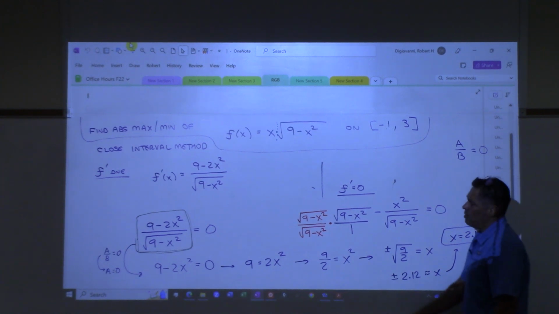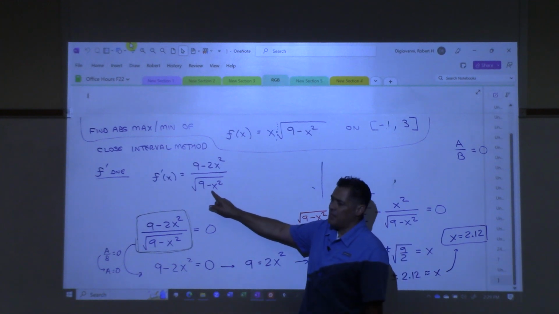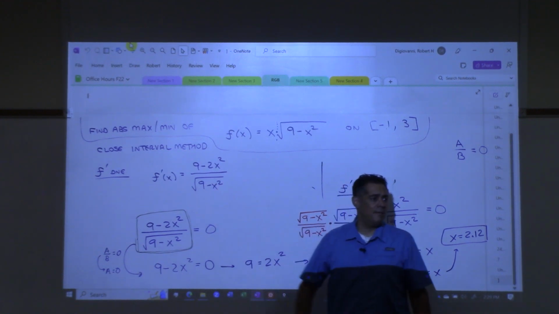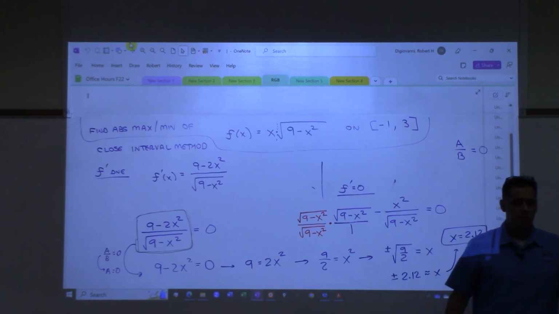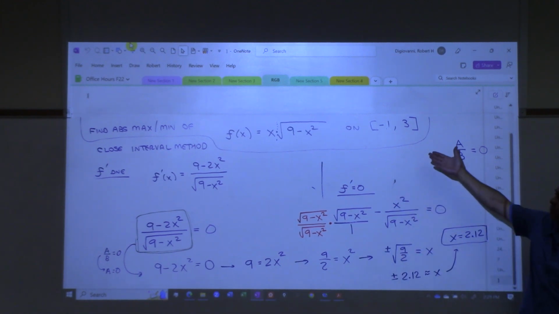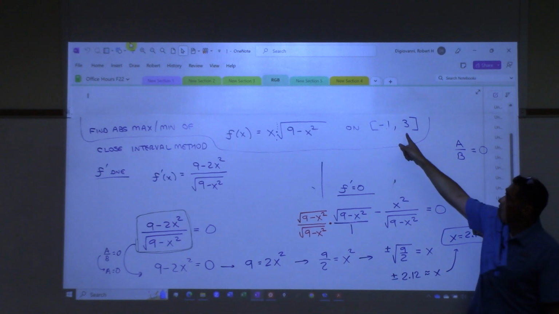Where would it have a problem? Positive or negative 3, right? If I plug in 3 or negative 3, I'm going to have something bad there, right? Is 3 or negative 3 in here? Positive 3 is in here, right?